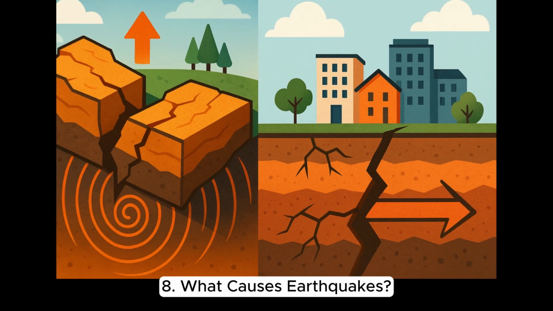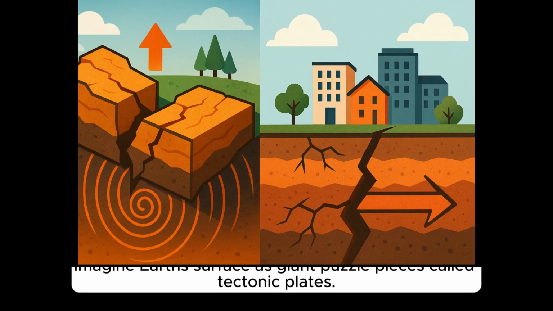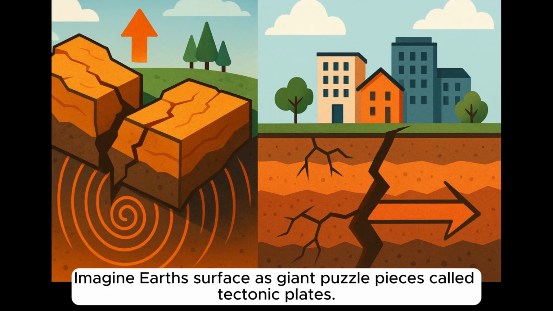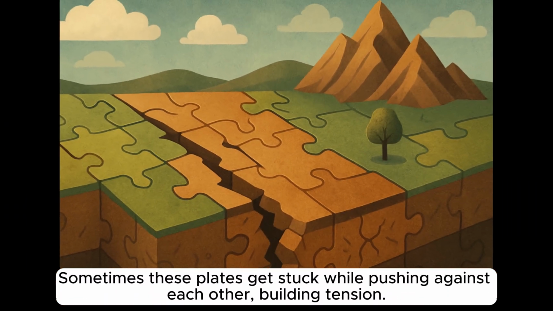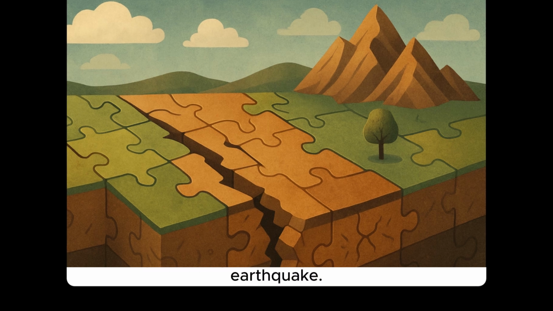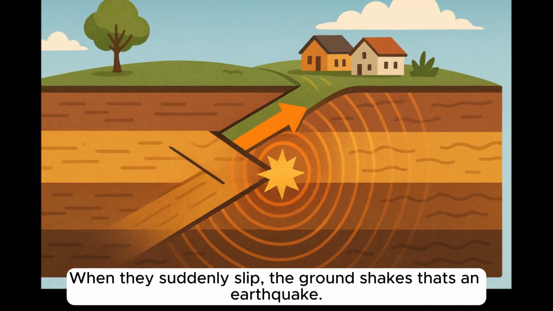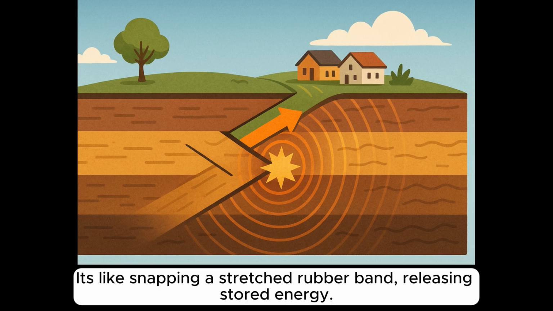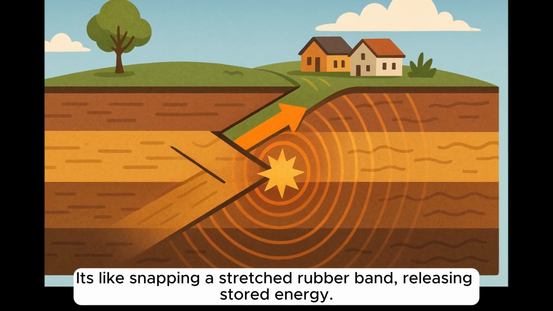8. What causes earthquakes? Imagine Earth's surface as giant puzzle pieces called tectonic plates. Sometimes these plates get stuck while pushing against each other, building tension. When they suddenly slip, the ground shakes. That's an earthquake. It's like snapping a stretched rubber band, releasing stored energy.